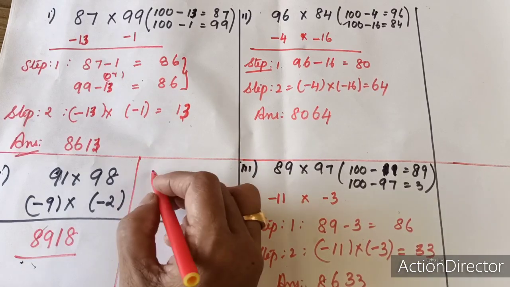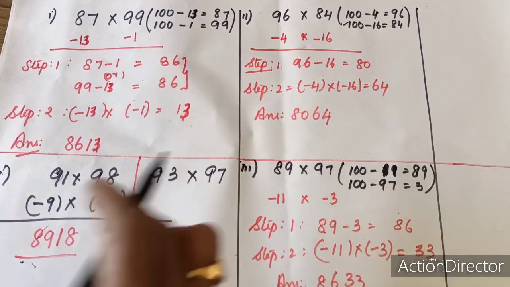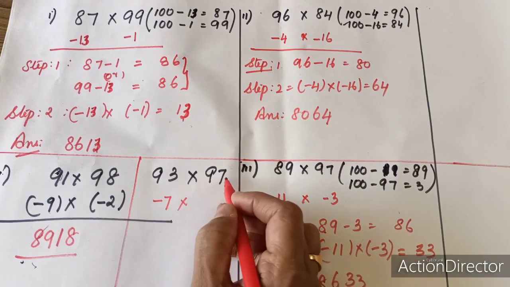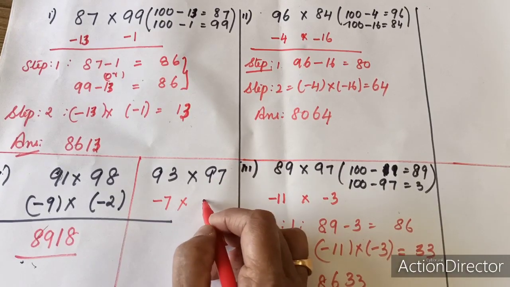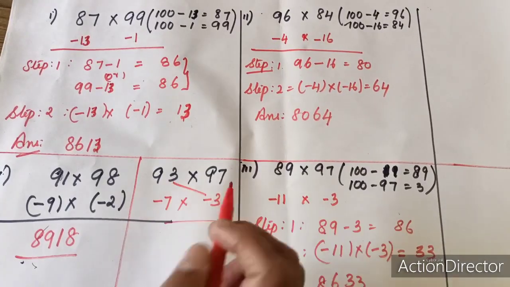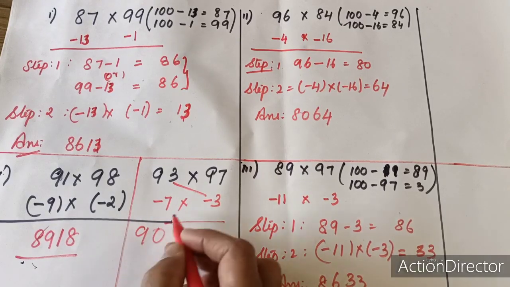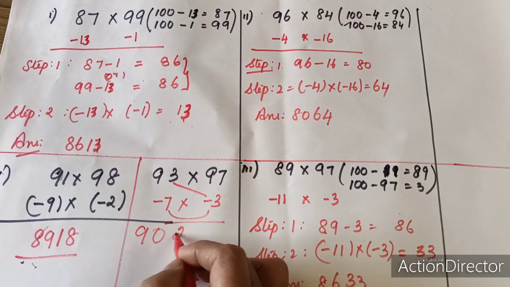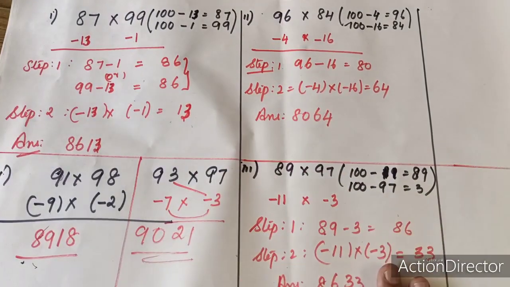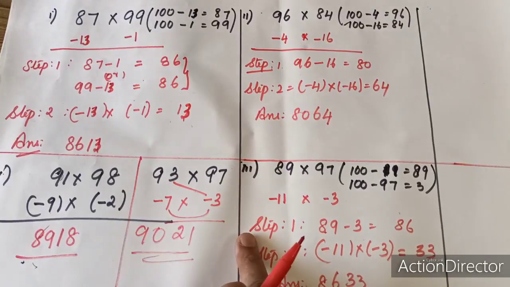One more sum: 93 multiplied by 97. Let us do it quickly. 100 minus 93 is 7, so let me write minus 7 here. And 100 minus 97 is minus 3. So the first step is to do the subtraction: 93 minus 3 is 90, and minus 7 into minus 3 is 21. So in this way, the first two sums I explained along with the steps, and the last two sums I am doing quickly, just orally.